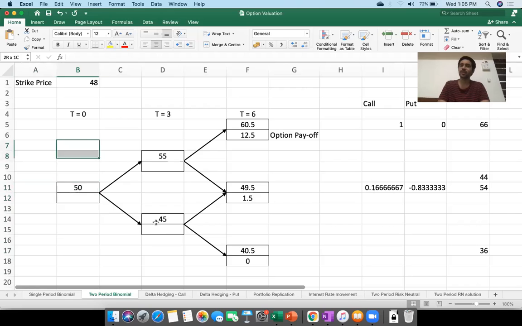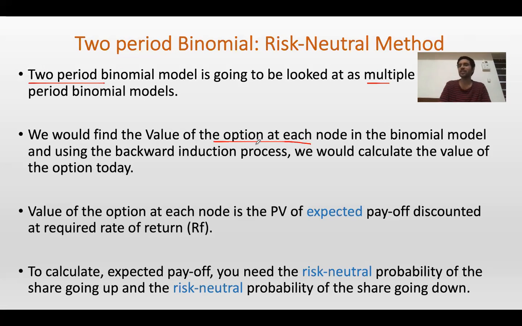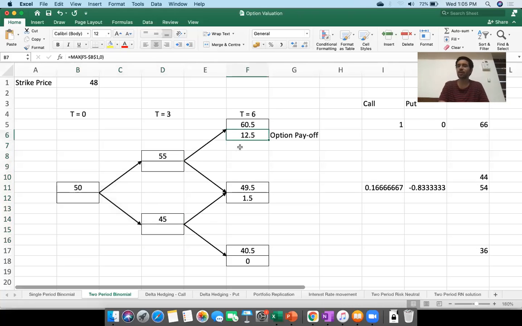Because we already learned how to value an option using a single period binomial, right? Now all we're doing is breaking the two period binomial into multiple single periods, and we are going to use the same approach that we used earlier. So we would find the value of the option at each node in the binomial model, using the backward induction process, which is nothing but what we actually did under the risk neutral method earlier. We had the option payoff at these nodes, and we were calculating the value of the option in a backward induction method, right? We were back calculating it, right?